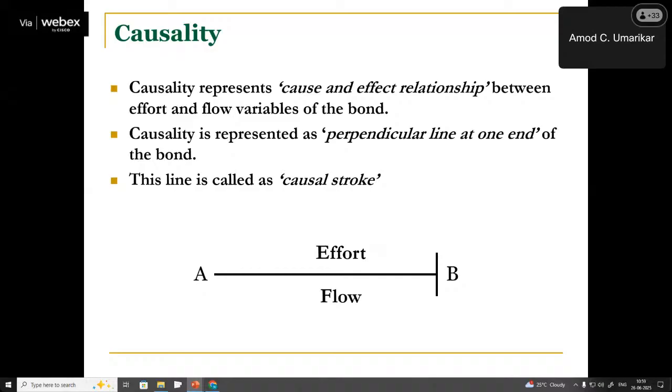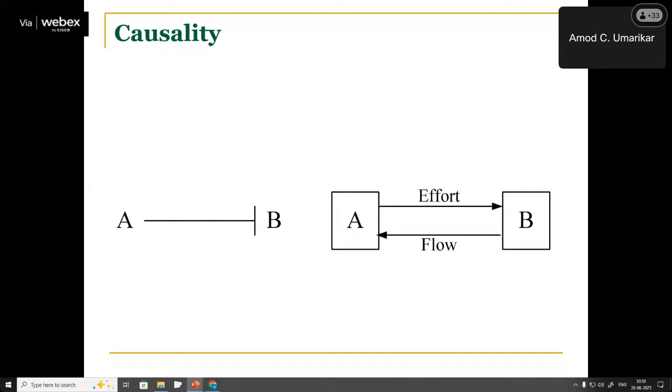Causality is represented as a perpendicular line at one end of the bond, and this line is called the causal stroke. For example, if there are two subsystems connected, and I give a causal stroke at this point, this is a causal stroke. What does it mean? A is applying effort on B, and in turn B is applying flow on A. Or A is applying effort on B and flow is the effect of that. So effort is cause, flow is effect.